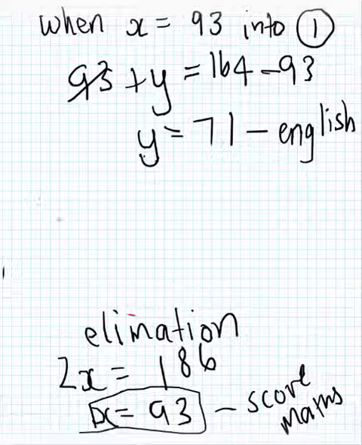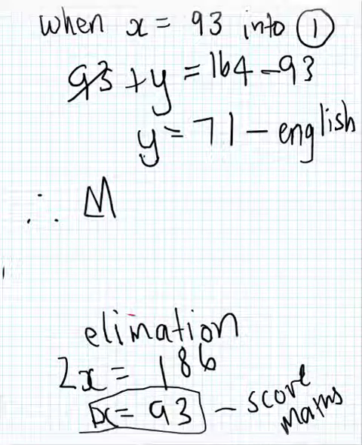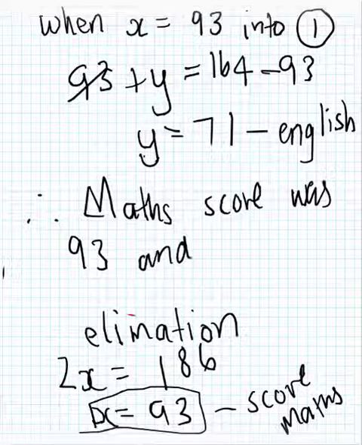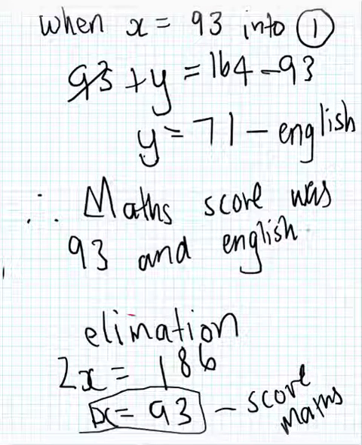So now you must write your final statement. So what have you found to show your teacher you understand what you have found? So therefore, you could say, we can start with our math score. So therefore, maths score was 93 and English score was 71.